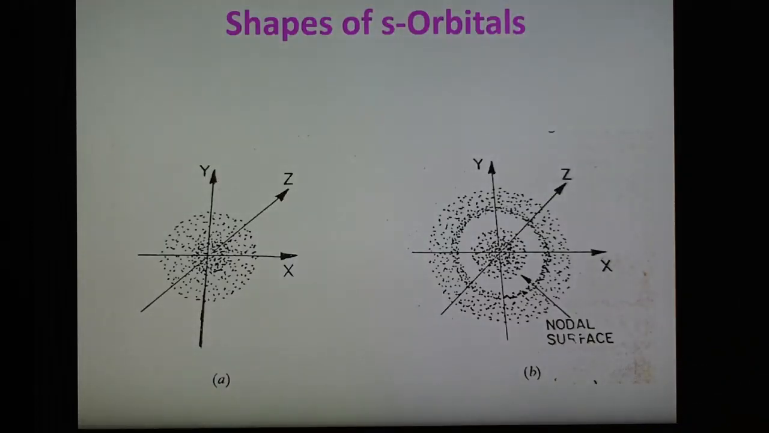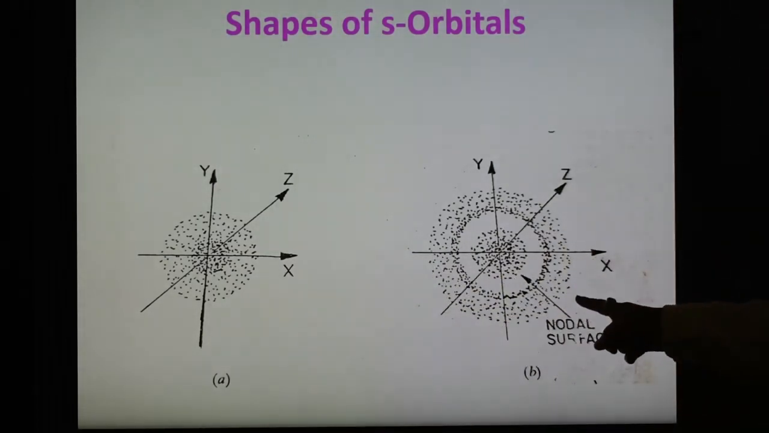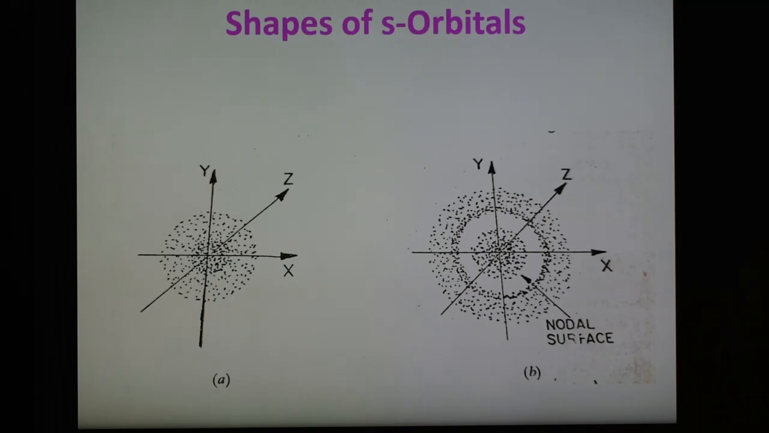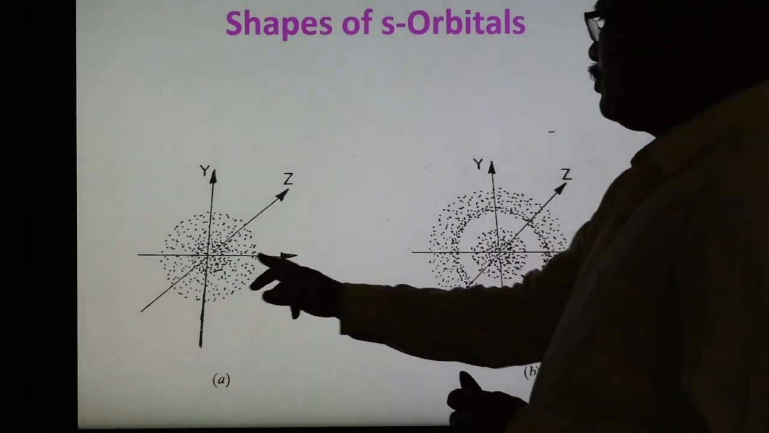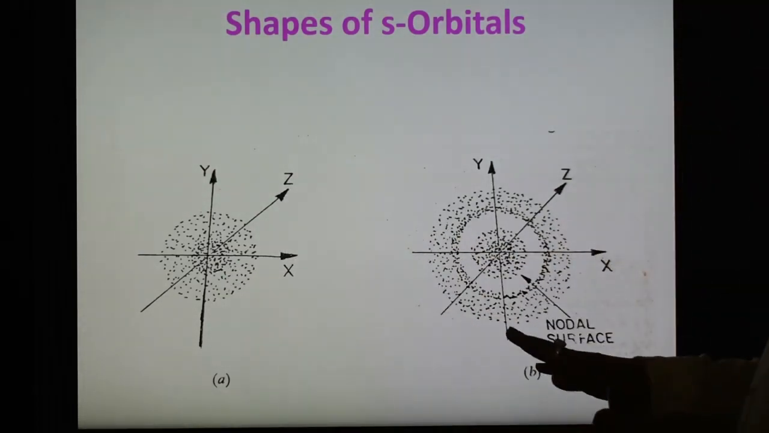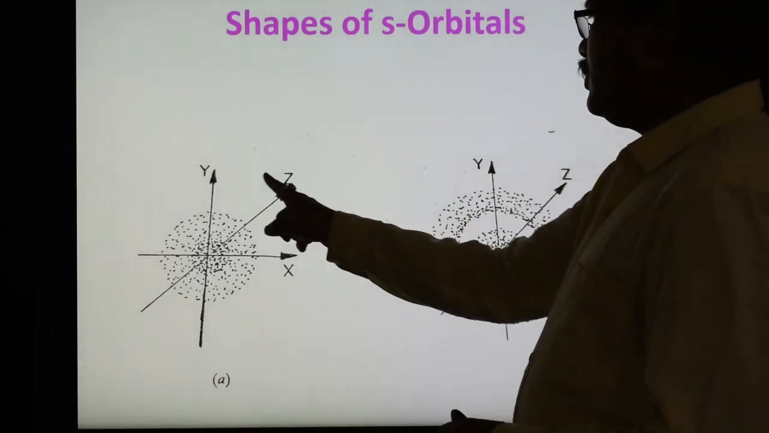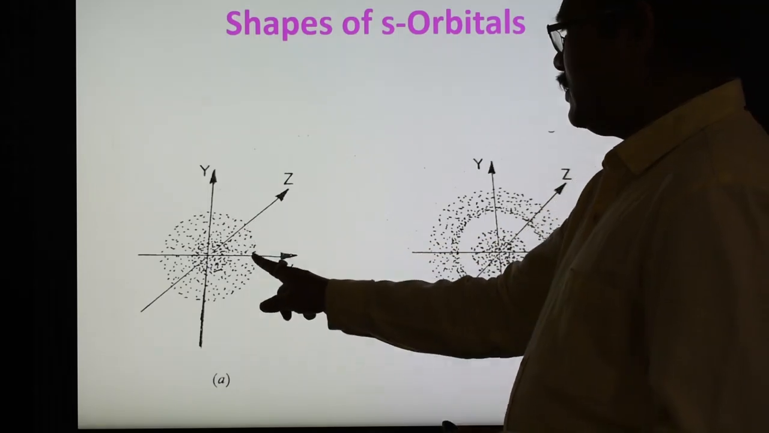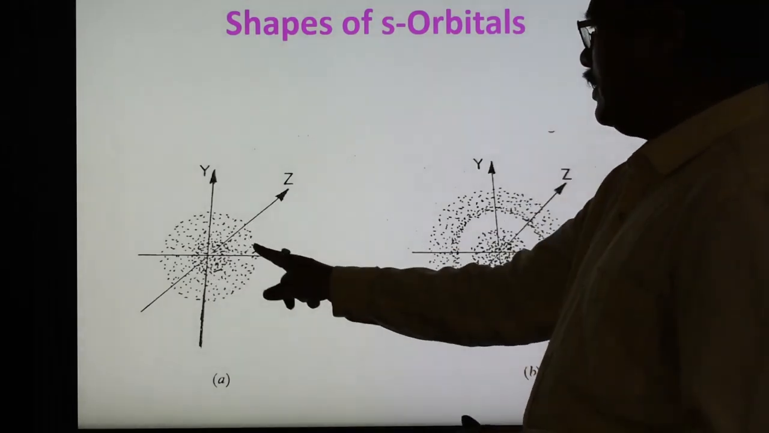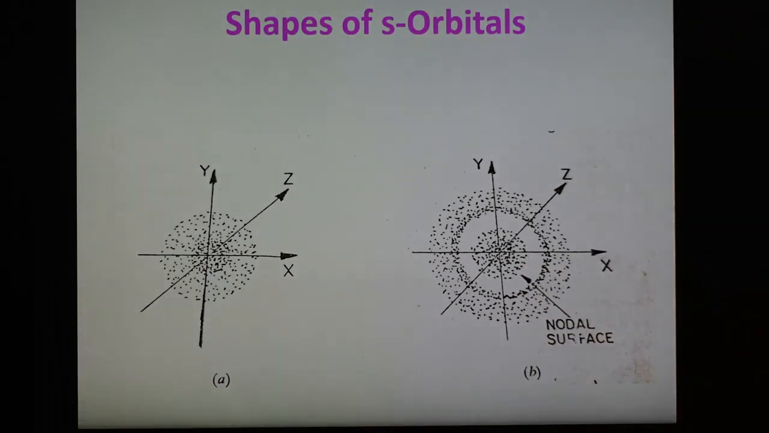Shapes of s orbital. As we know, this is the shape of 1s orbital, this is the shape of 2s orbital, and s orbitals are non-directional, spherically symmetrical. It means that the electron density is the same at a particular distance from the nucleus. And here in this figure, the x, y and z axes are there, but the electron density or electron dot structure is shown in a spherical manner, not along any axis.